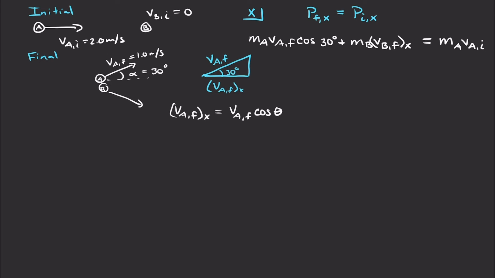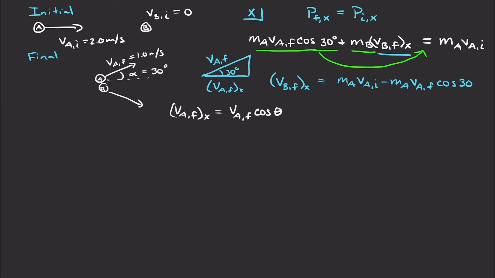Okay, so now I just need to solve for the x component of B's velocity. Okay, so I need to move this over, so I need to subtract it, and then I need to divide by everything in front of VBFX. So if I do that, I get VBFX. So I'm going to get the thing on the right, MA VAI. I need to subtract off MA VAF cosine 30, and then I need to divide by MB.